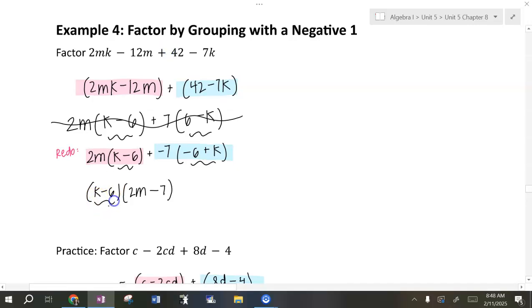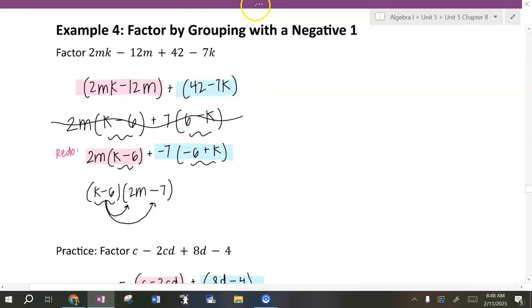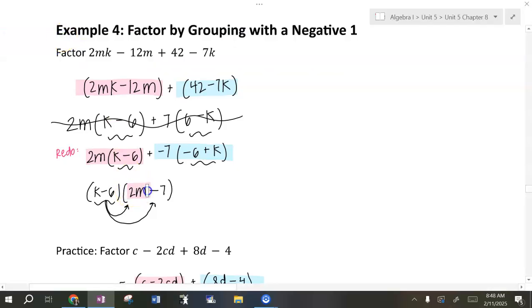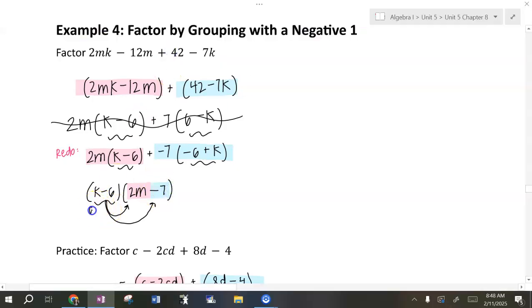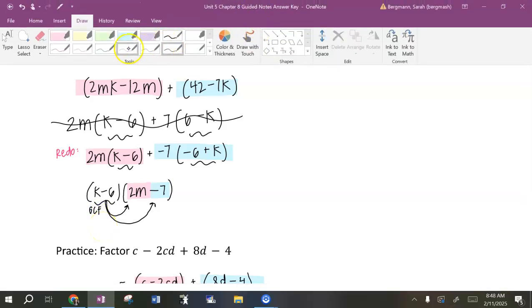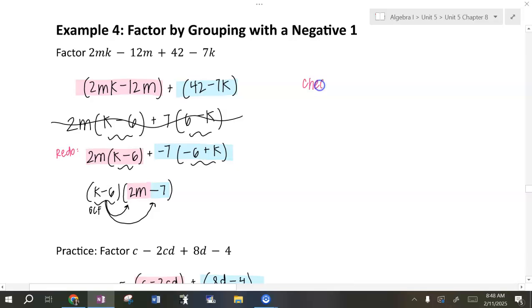Because if I were to distribute that, I would have k minus 6 times 2m plus k minus 6 times negative 7. So again, to repeat, the 2m is coming from the first group, the negative 7 is coming from the second group, the k minus 6 is the GCF between the 2 groups. Just like before, you can check your answer by distributing it back out. So let's take a look at this.